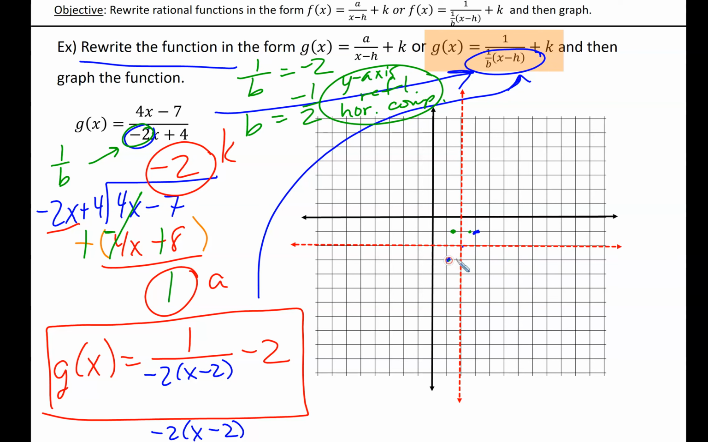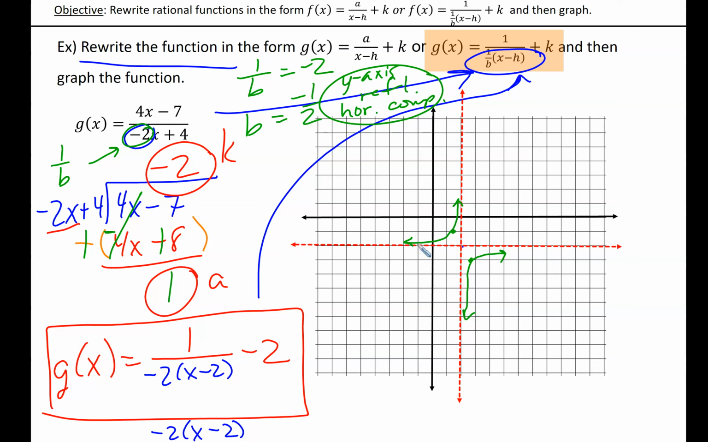This point here would compress to half its distance from the vertical asymptote, and then it would reflect to the other side, which would put it right there in the final position. So getting rid of this work, I now have my 2 pieces, and I can draw the curve in approaching those asymptotes. Like so.